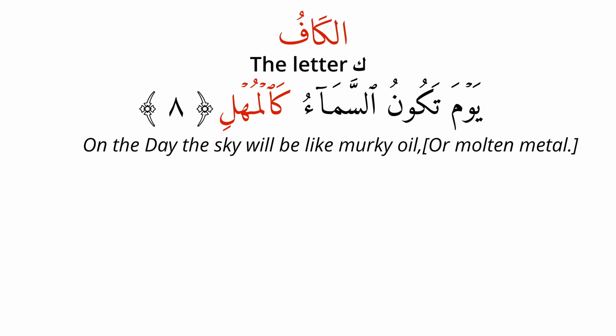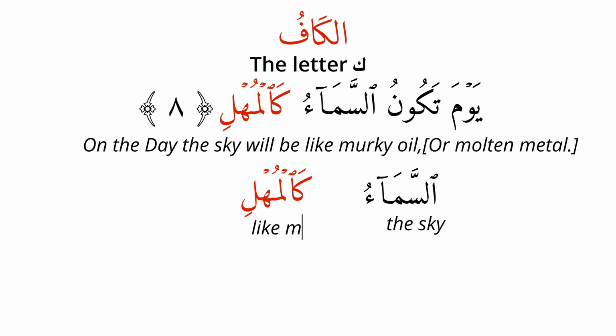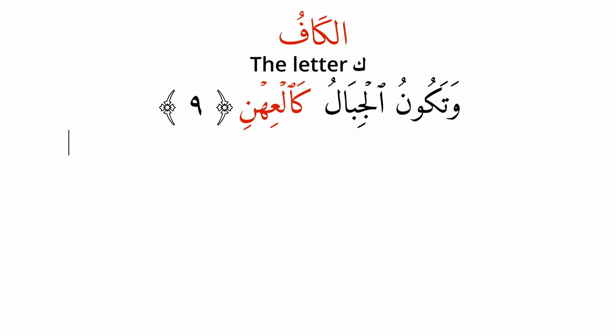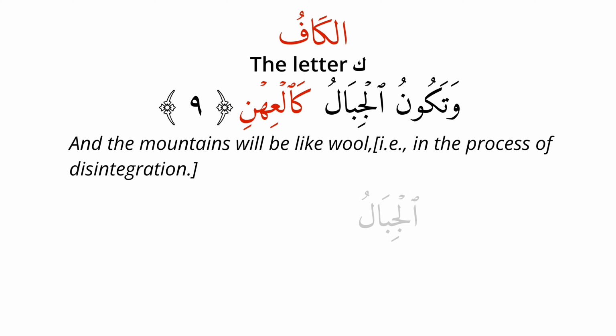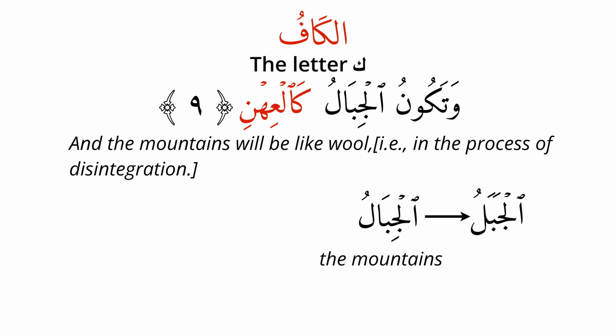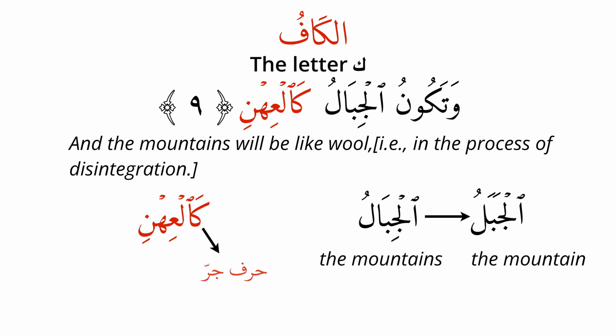In the first verse we have as-sama, meaning the sky, and the genitive phrase kal-muhl, meaning like murky oil or molten metal. The noun al-muhl is majrur because of harfu jar kaf. And in the other verse, وَتَكُونُ الْجِبَالُ كَالْعِهْنِ, we have al-jibalu, which means the mountains, which is the plural of al-jabalu, meaning the mountain. And in the genitive phrase kal-ihn we have kaf, which is a harfu jar, and the noun al-ihn means wool, which is in the genitive case because of harfu jar kaf preceding it.